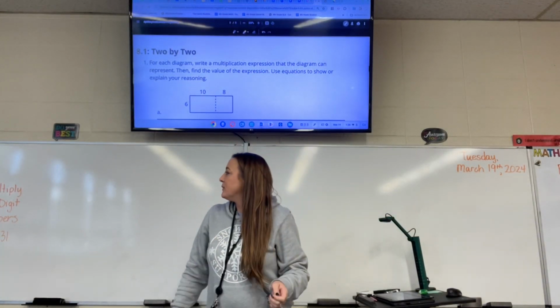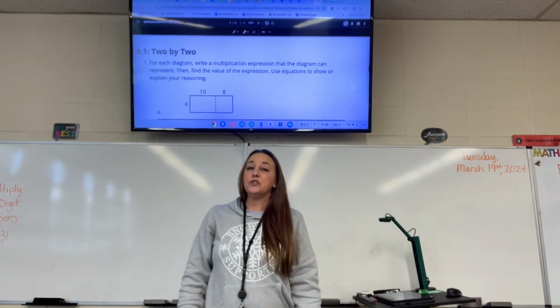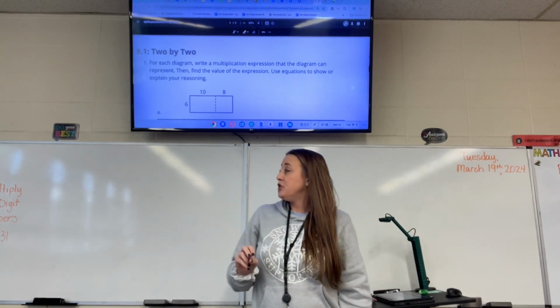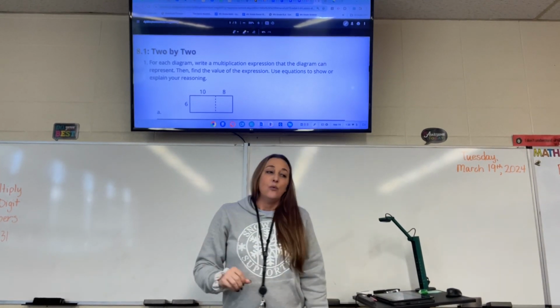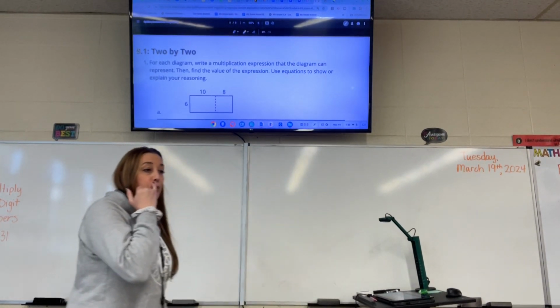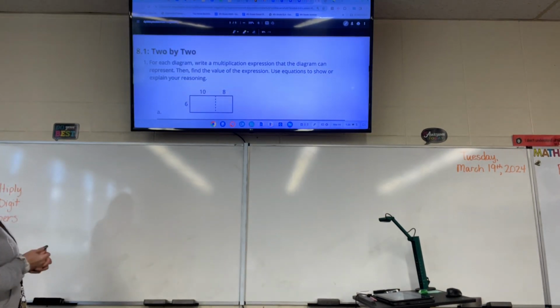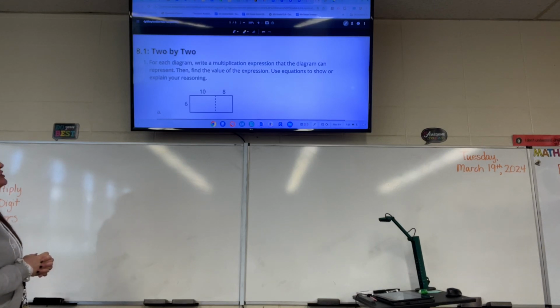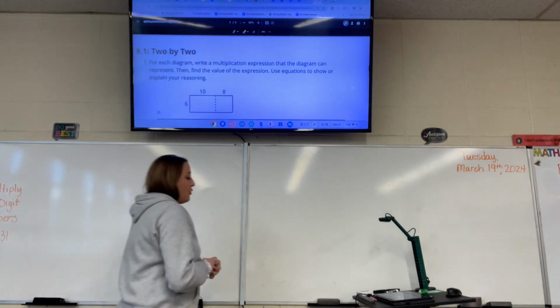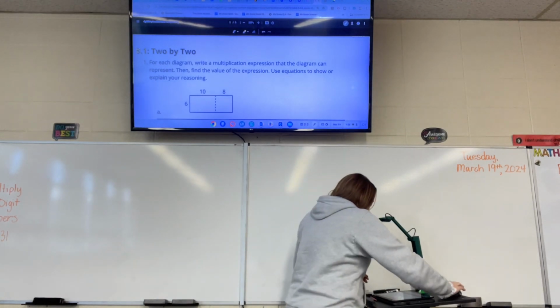Great. Now we're doing lesson 6.8, multiply two-digit numbers. We've done the math warm-up. We're on page 131 now. It says for each diagram, write a multiplication expression that the diagram can represent. Then find the value of the expression. Use equations to show or explain your reasoning.